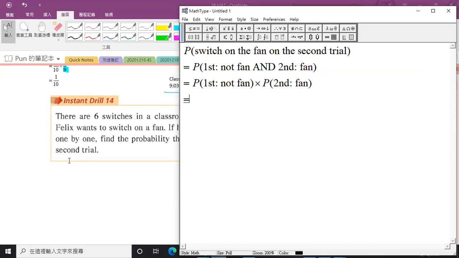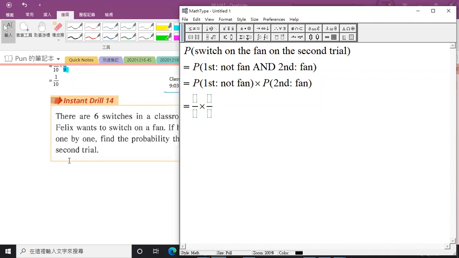Got it? So what is the probability that the first trial is not a fan? Again, the question does not give us the probabilities. We need to count ourselves. So it should be fraction times fraction.